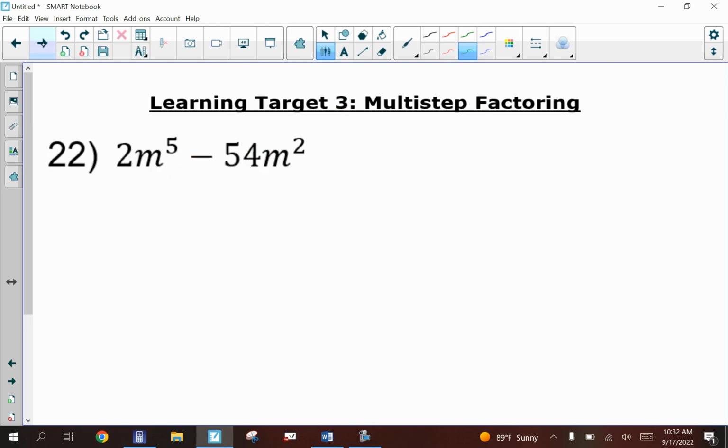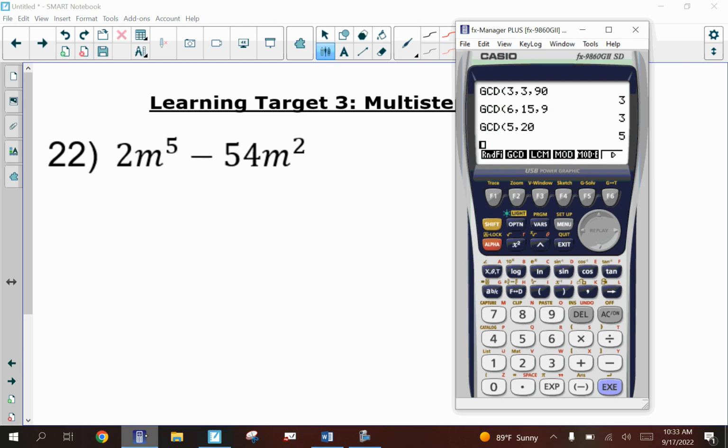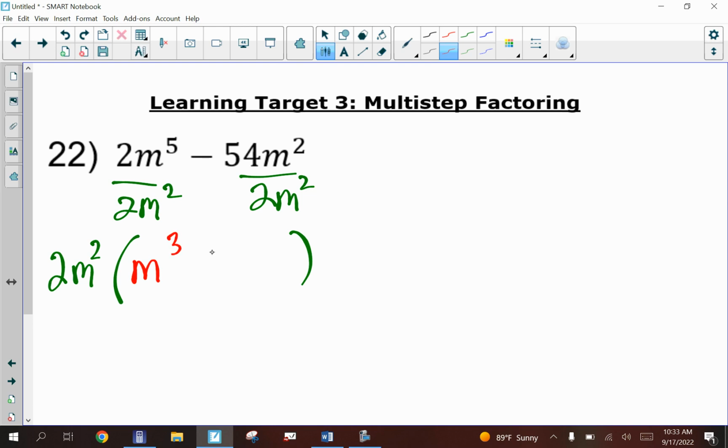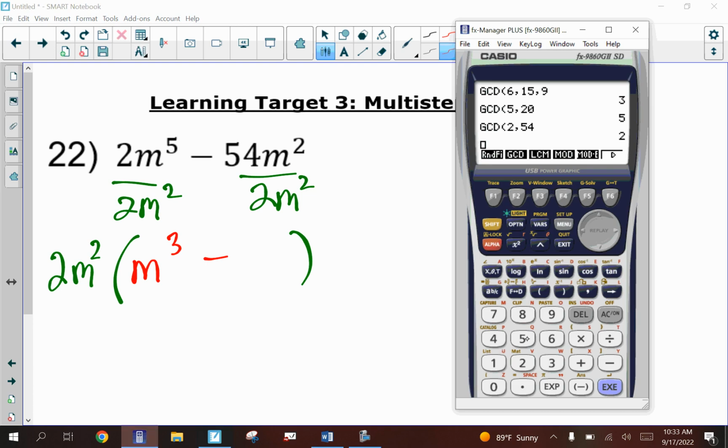Okay, next one, GCF. Looks like we have a GCF between 2 and 54, so 2, comma 54. It's going to just be 2. And then we have to check the letters ourselves. So m squared is lower, so we're going to go with m squared. So I have 2m squared in the front. That's our Chucky term. And now this is going to be left with m to the third minus, if we do 54 divided by 2, that gives us 27.